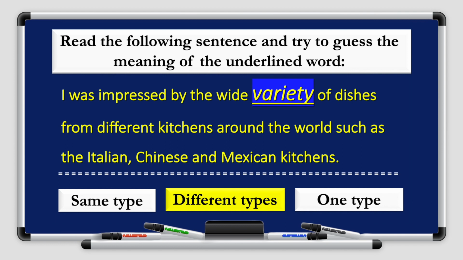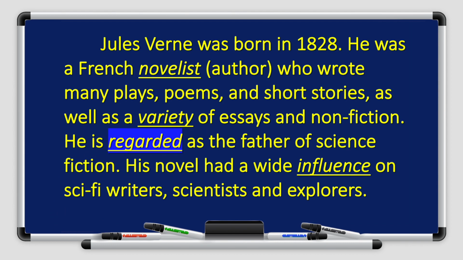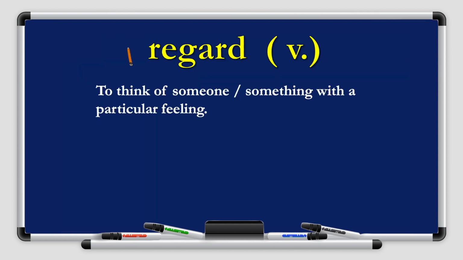Excellent. Variety means different types, more than one type. The variety is a noun, which means, as we said, many different types of things. Moving on in the paragraph. He is regarded as the father of science fiction. We have a new word here. To regard is a verb, which means to think of someone or something with a particular feeling.